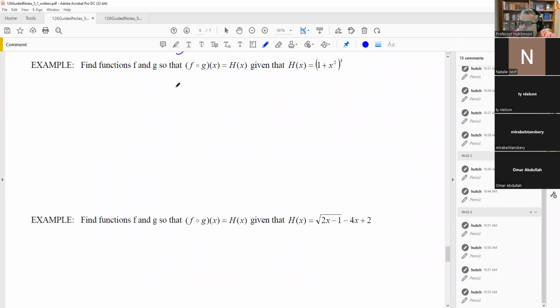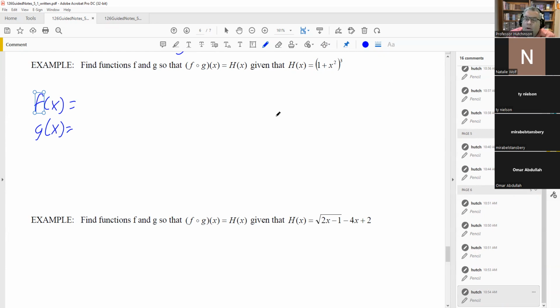Find functions f and g so that f of g of x equals h of x, and they give you the h of x. So this problem is asking you to find the f of x and g of x functions that would form this one here. H of x is 1 plus x squared, squared. This is actually the opposite of what we were just doing. Before, they gave you the f and the g, and you wanted to find the composed function. Now they give you the one that's already composed together, and they want you to break it apart into the two original pieces.